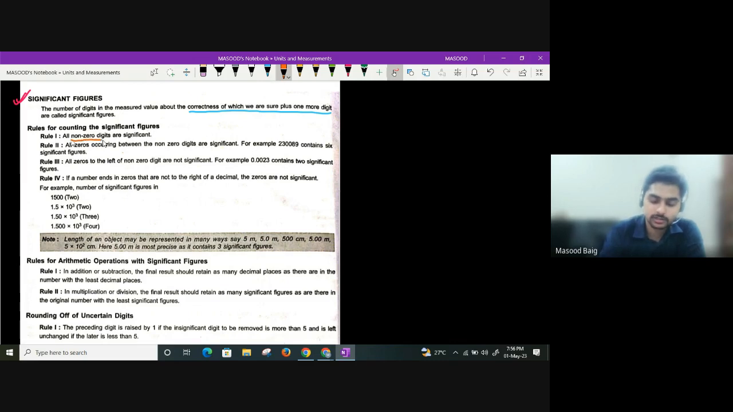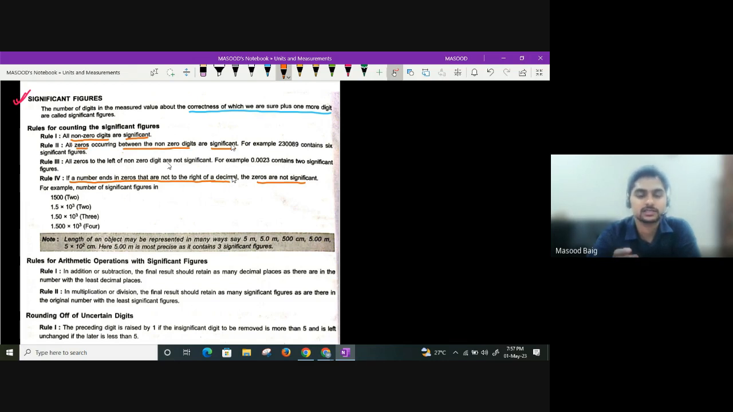All non-zero digits will be significant. Zeros between two non-zero digits will also be significant. If you have trailing zeros, meaning zeros at the end of a measured value with no decimal point, they will be insignificant. Trailing zeros in a measured value with a decimal point will be significant. If a number ends in zeros that are not to the right of the decimal, the zeros are not significant. If the zeros are to the right of the decimal, they will be significant.